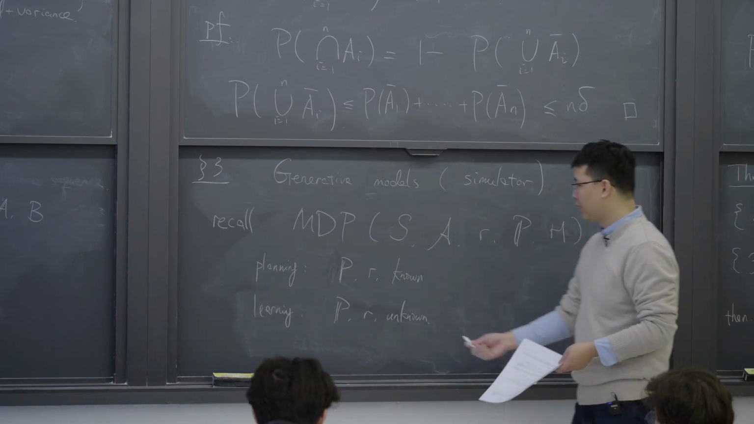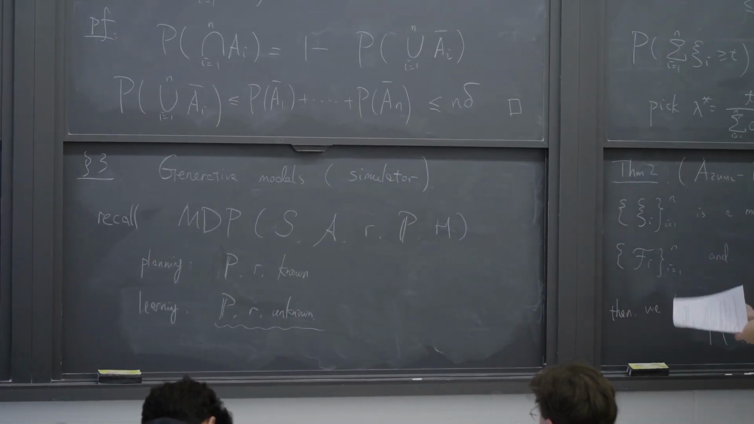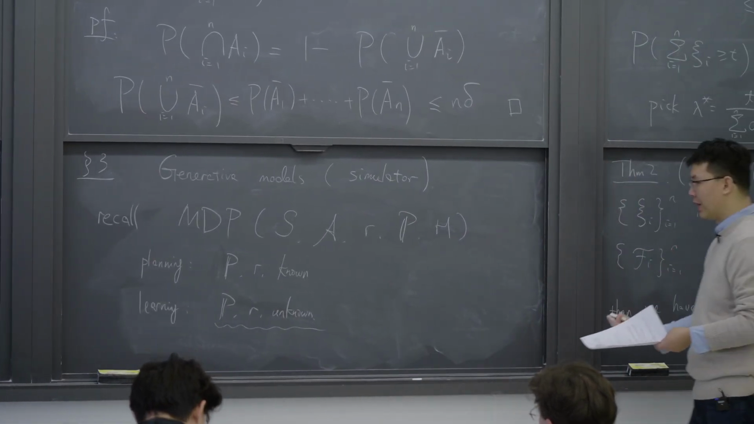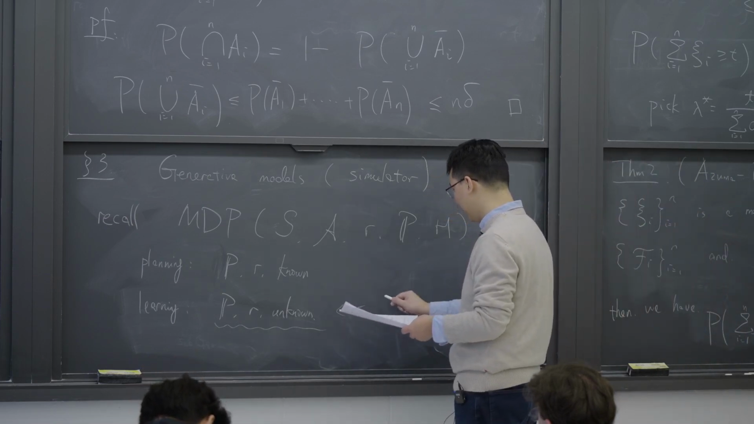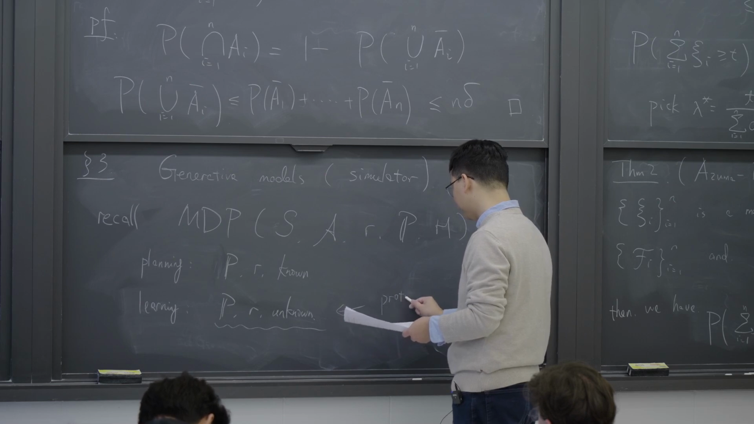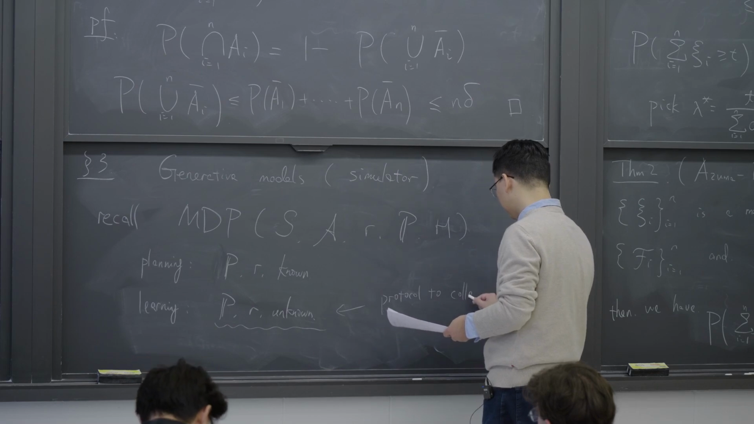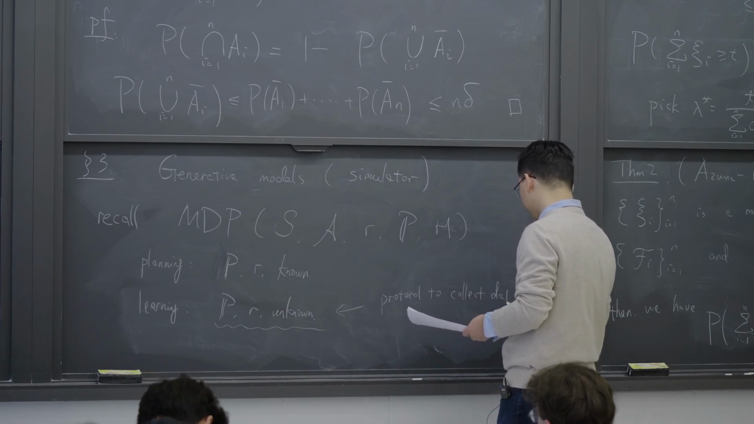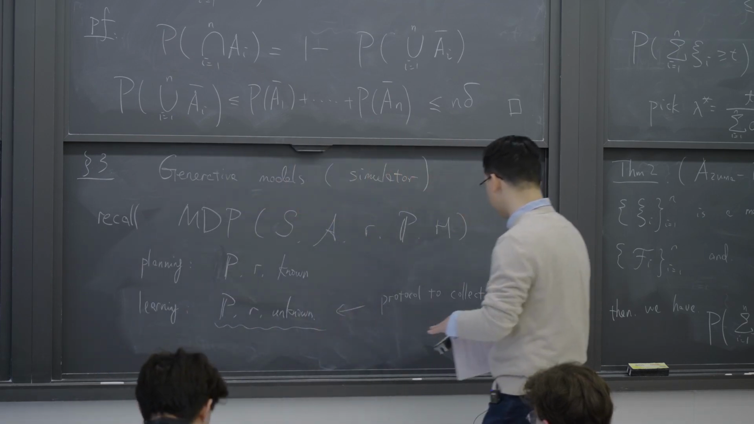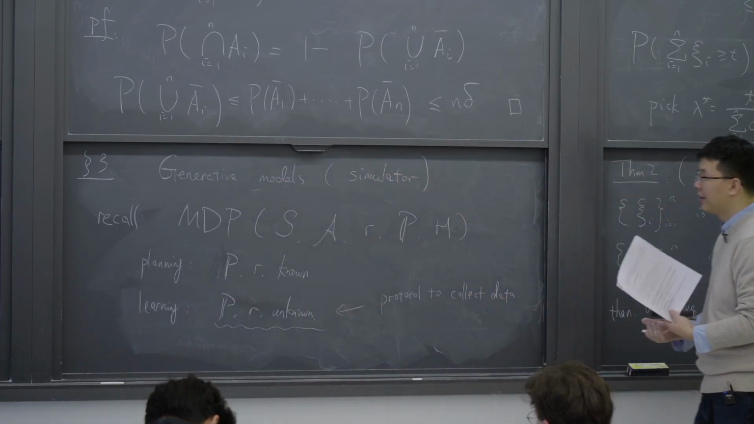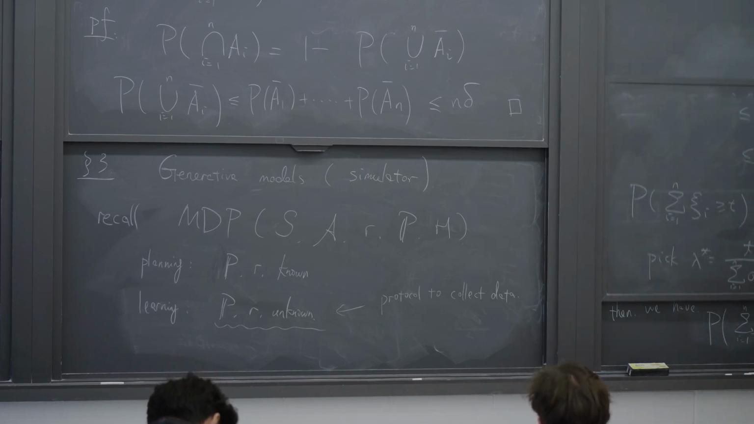So whenever we talk about P and R being unknown, we need to talk about how we're going to collect the samples to learn those P and R. Like what is the protocol to collect data. So the simulator setting is one of the easier settings for how we specify the data collection. And later on, we will talk about more challenging ones, like the online and offline settings.